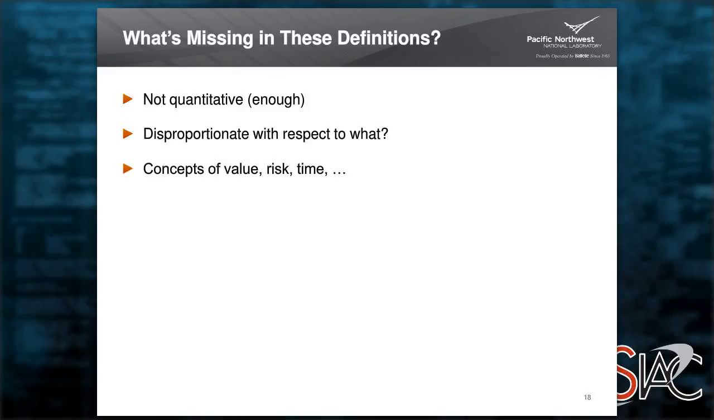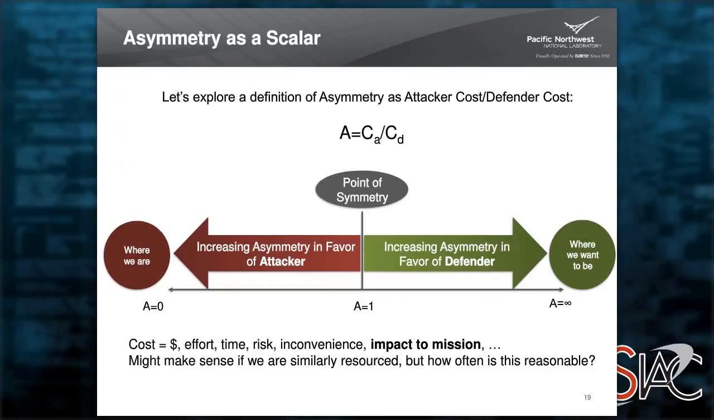Now, what's wrong with this for the scientists? It's not quantitative enough. There's nothing that I can measure yet. And there's this notion of disproportionate, but to have disproportionateness, I have to know with respect to what? What am I measuring? What's the numerator? What's the denominator? And then there's all sorts of other things that factor into this. There's the value of the system. There's the risk. There's time. There's all these different things, and it's not yet clear how to put them together. But I'm going to walk you through kind of the thinking so far.